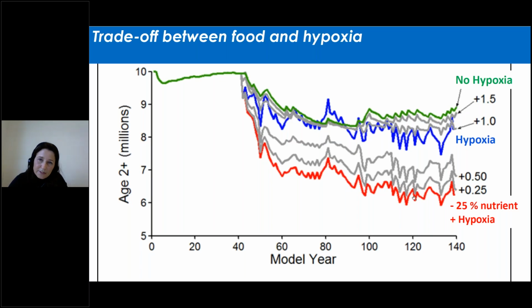So this means that you need to find a good balance between reduction of nutrient discharge in order to decrease hypoxia and keeping a certain level of food for the living organisms there. This type of model is trying to address this balance, these trade-offs between hypoxia and food.